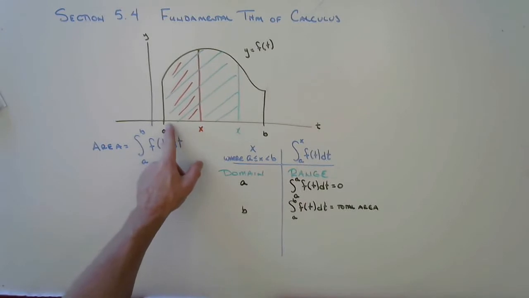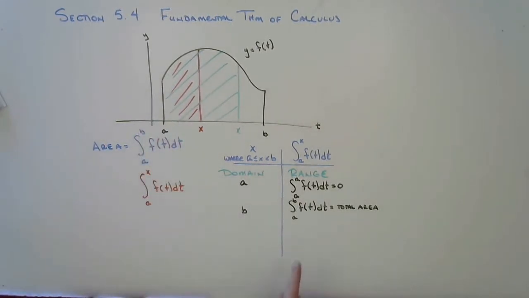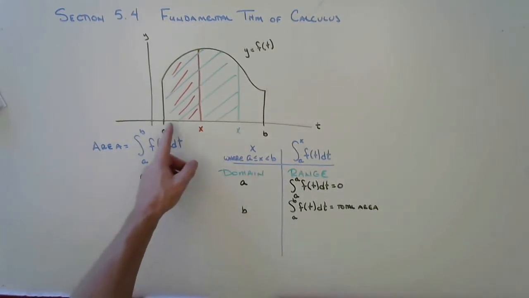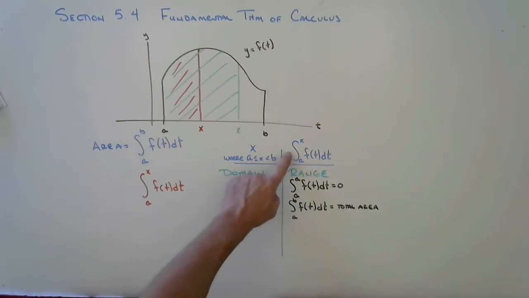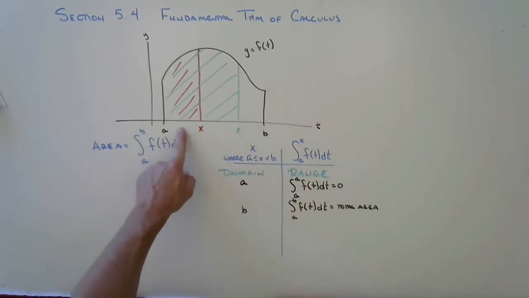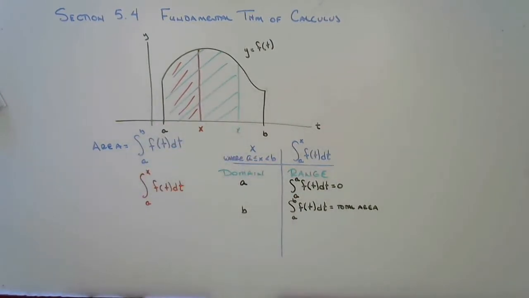If I barely move x off of a, I'm going to get a tiny little area. It's going to be bigger than 0, but it's going to be small. If I move it a little bit more, the area is going to be a little bigger. So my y value, it's the area, is going to be a little bit bigger. And as I move x across, the area is going to grow. And it's going to grow without skipping any numbers. It's going to grow continuously.